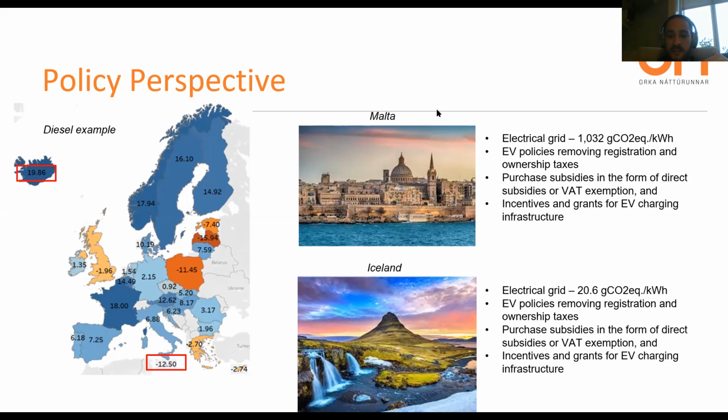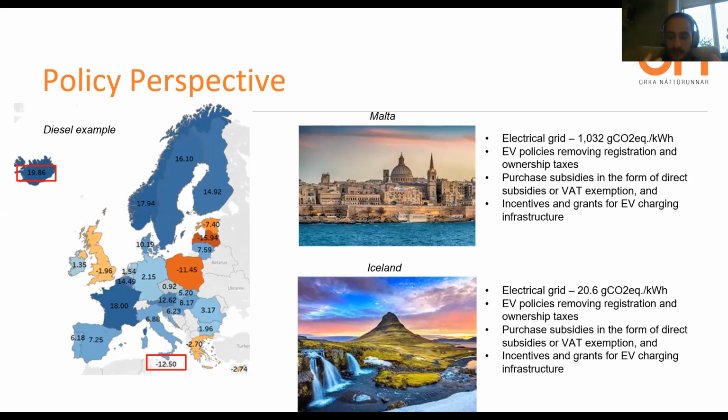But the reason this is important, and why our paper was able to provide some policy advice, is that when you look at the difference of these two island nations, Malta has an electrical grid of 1,000 grams CO2 per kilowatt hour, but they have the policies to remove registration and ownership taxes, subsidies for VAT, and incentives for EV charging infrastructure, pretty much exactly the same as Iceland's. So they're implementing the same policies, but the results are very different. When you look at the electrical grids, it's almost 50 times worse. So you can imagine what that means for the electric vehicle.